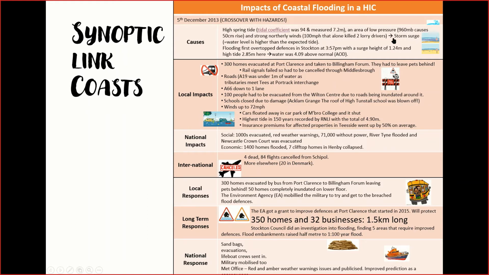Now, flooding first overtopped defences in Stockton at 3:57, 4 p.m.-ish on the 5th of December. And the surge they measured there was 1.24, and remember the storm surge is the extra water on top of the high tide. The high tide was 2.85 metres higher than normal. So basically that means above sea level. The water was over 4 metres above sea level, what we'd expect at that particular moment in time. And the defences in Stockton and Middlesbrough couldn't cope with that at all.